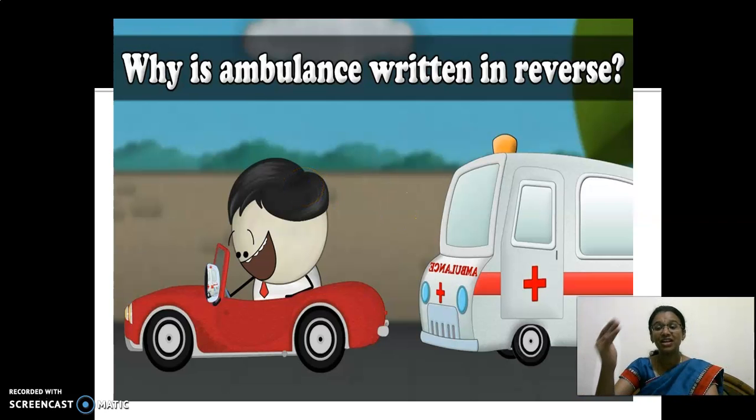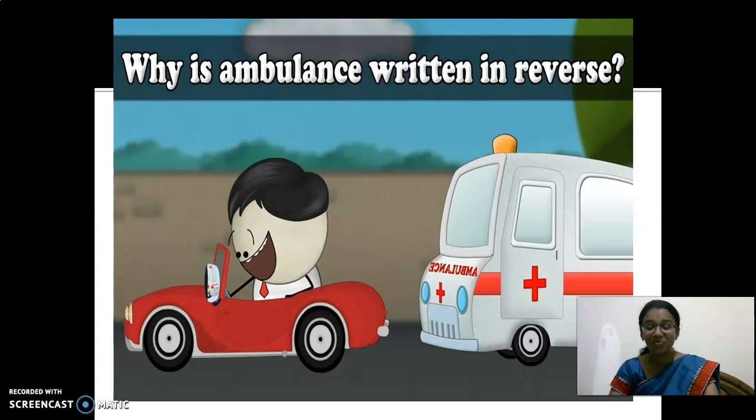And I said, children, if you are showing a right hand to the mirror, you are able to see it as left. This is called right-left inversion. Now coming to our topic. Why is ambulance written in reverse? Take a paper, children, and write your name and then see in a mirror how it looks.